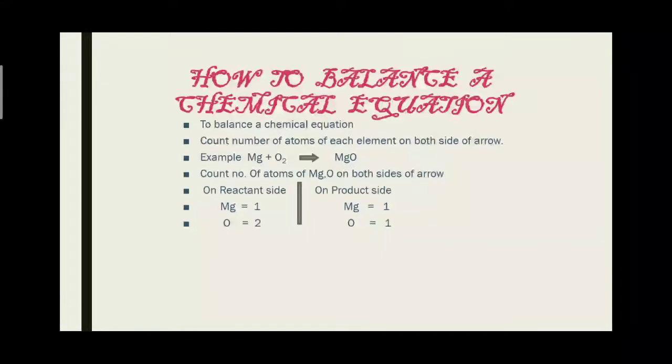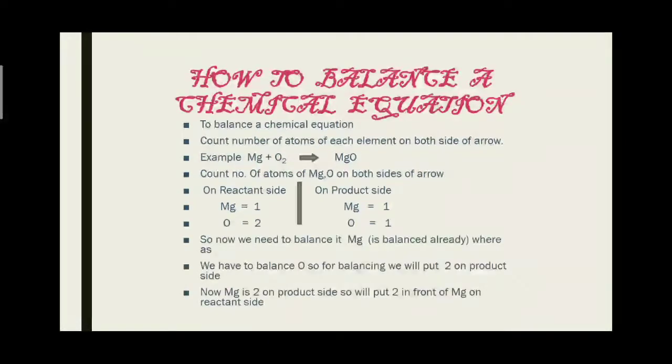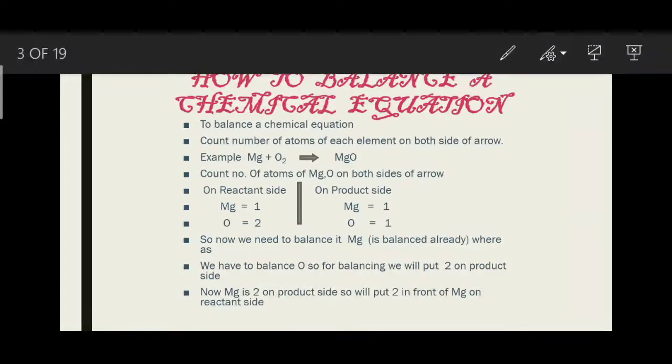In oxygen, on the reactant side, oxygen is 2 moles, but on the product side it is 1 mole. So are they balanced? No, they are not balanced. We need to balance it. Mg is already balanced, whereas we have to balance oxygen. For balancing, we will put 2 on the product side. How will we put 2 on the product side? Let's see.